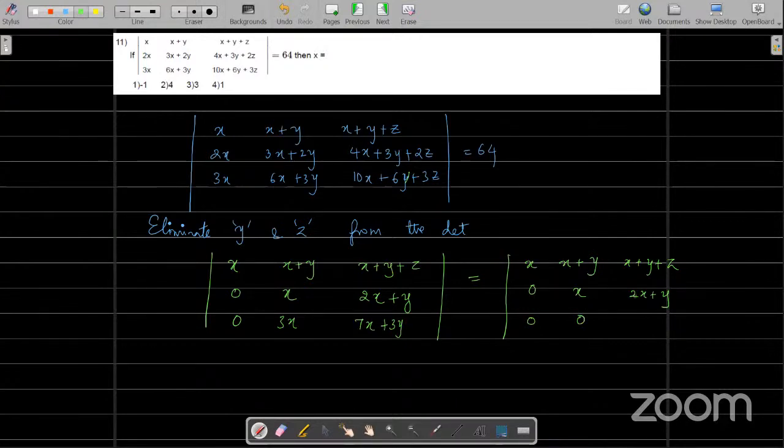7x minus 2 into 3, 6. That is x. 3y minus 3y is 0. So I'll just get this. So I have got a lower triangular matrix as zeros, 0, 0, 0.